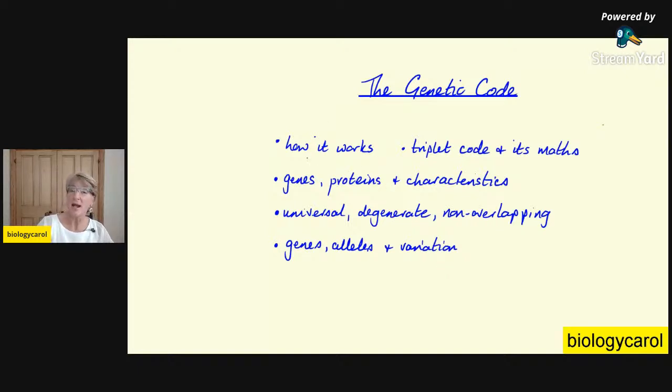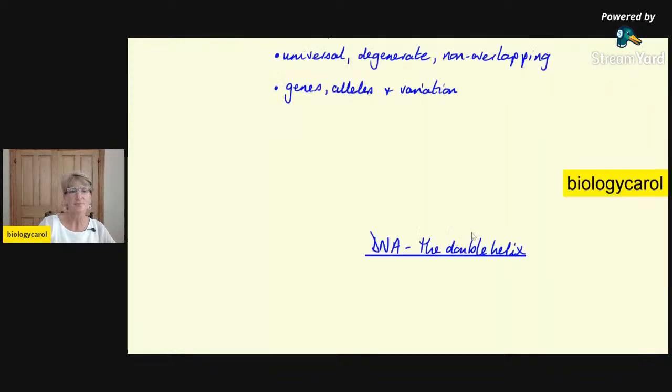We are talking about how the genetic code works. We're talking about the triplet code and some of the maths that goes along with that. We're going to be talking about the relationship of genes, proteins and characteristics, and the relationship between genes, alleles and variation. And we're going to be nailing these terms: universal, degenerate and non-overlapping, those descriptions of the genetic code.